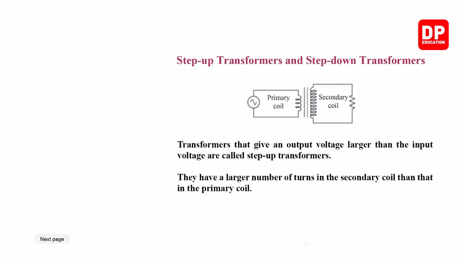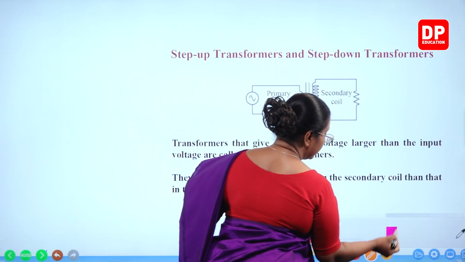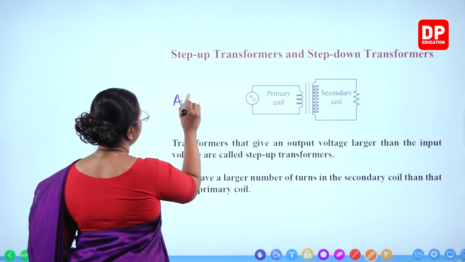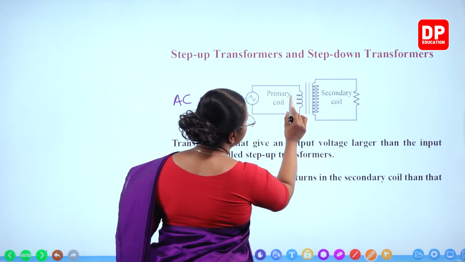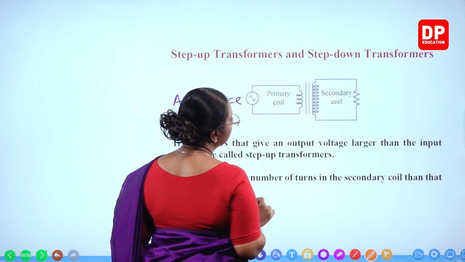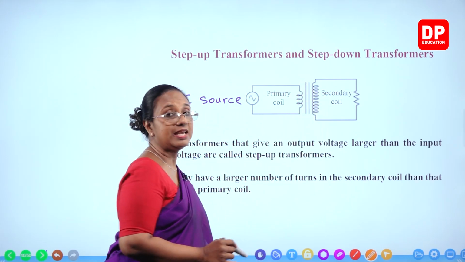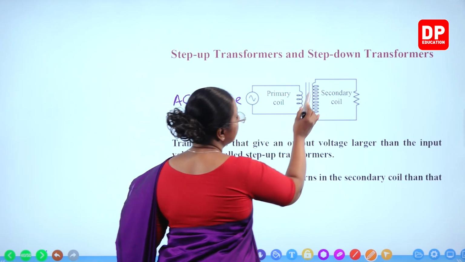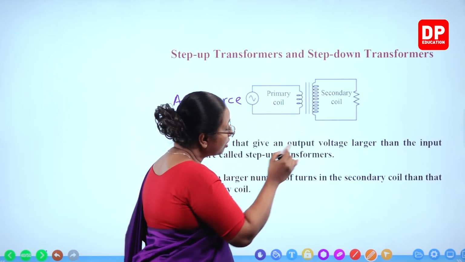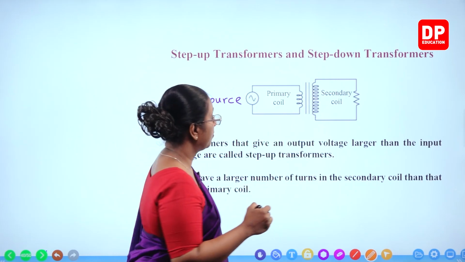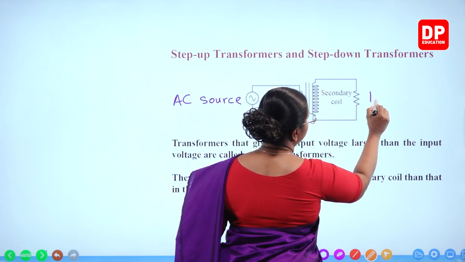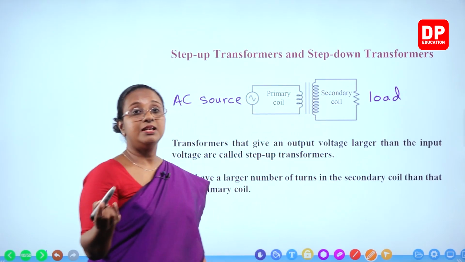So here we have the step up transformers and step down transformers. Already I showed you all the symbol. Now look at this. Here it is the alternating current source, maybe a bicycle dynamo. Then we have the primary coil. Look at the number of turns. You can see there are only 3 turns. Then the two lines indicate the soft iron core. Then here you can see the secondary coil has a lot of turns. So what is this? It will be a step-up transformer. Here you can see the load or the resistor or the device.